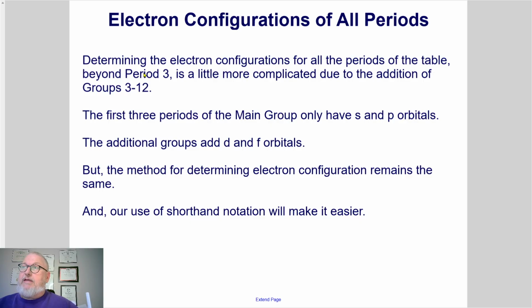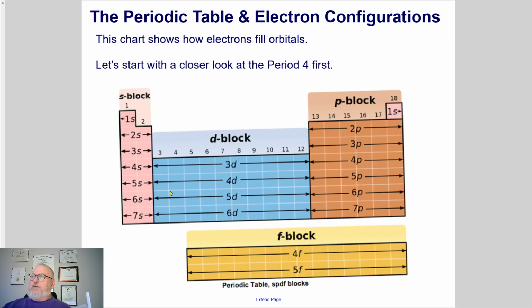So in the first three periods, or the first three rows, you're only dealing with s and p orbitals. As we go further down, we're going to add the d orbitals and the f orbitals, but we're still doing the same thing for determining electron configuration. It's the same. And when we use shorthand notation, it makes it a little bit easier. You don't have to write as much. So this is how the electrons fill orbitals.